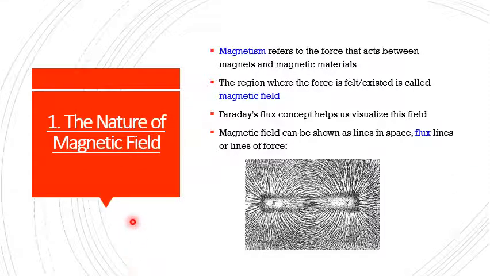Now, the nature of the magnetic field. Magnetism refers to the force that acts between a magnet and magnetic material. The region where the force exists is called the magnetic field. Faraday's flux concept helps us visualize this field. The magnetic field can be shown as lines in space, called flux lines or lines of force. These are the lines of flux.